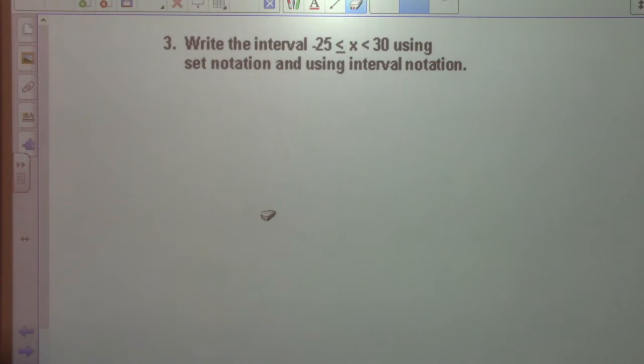Tyler has the interval notation on this one. So Tyler can help you on this one if you need help with interval notation.